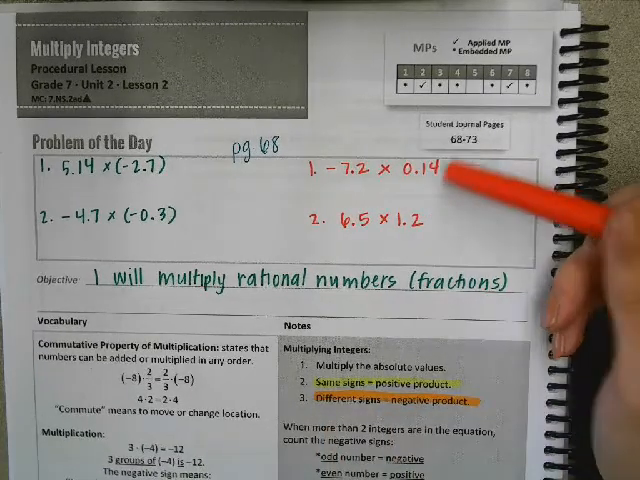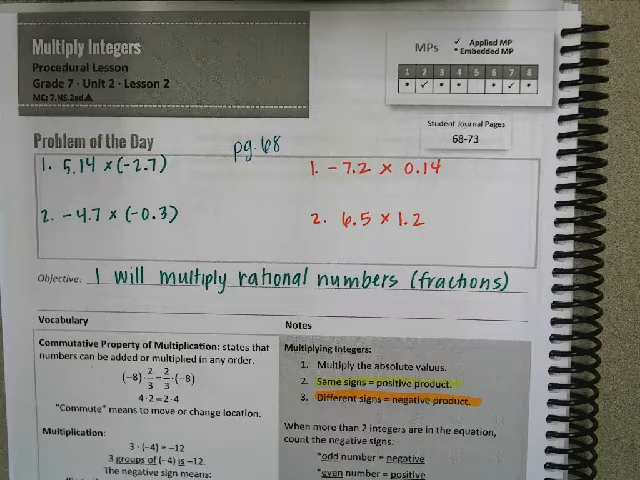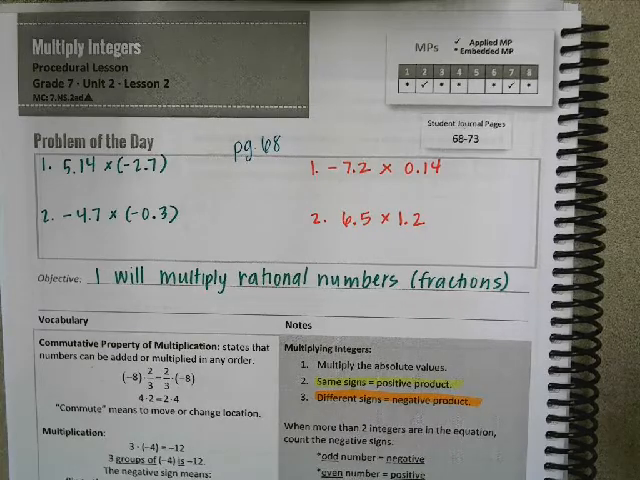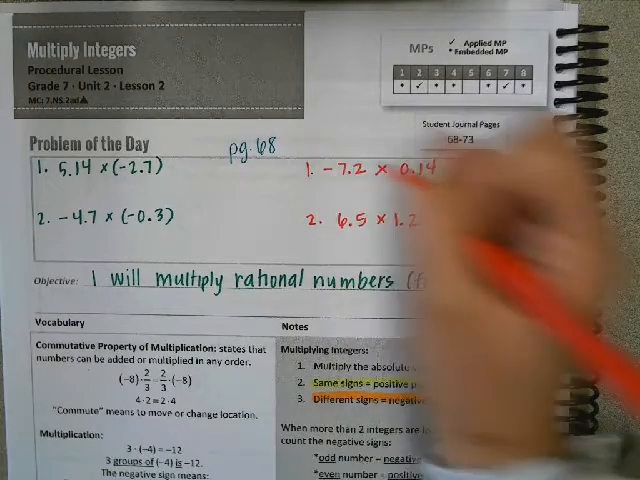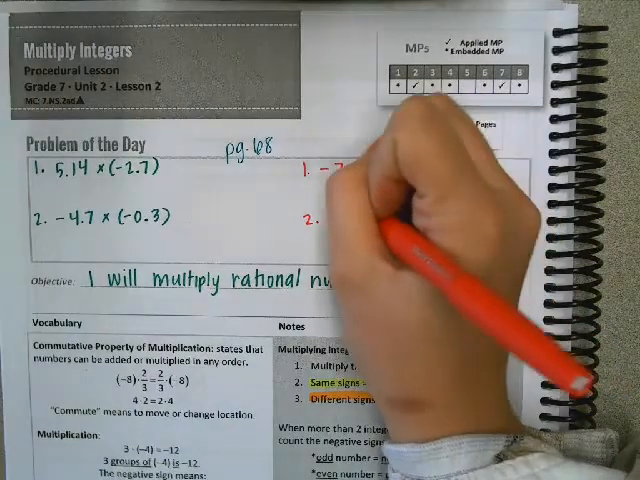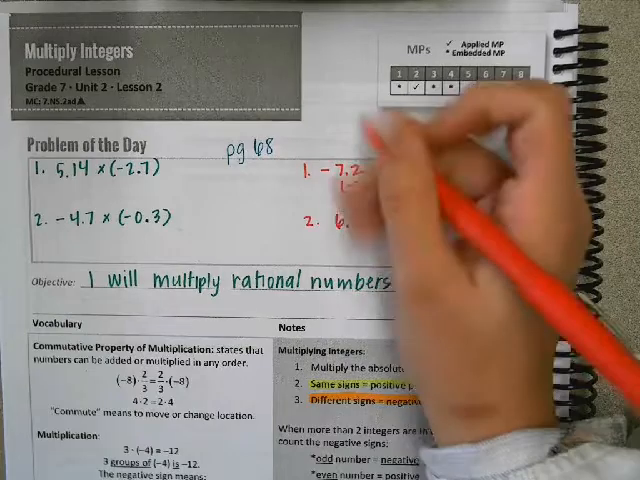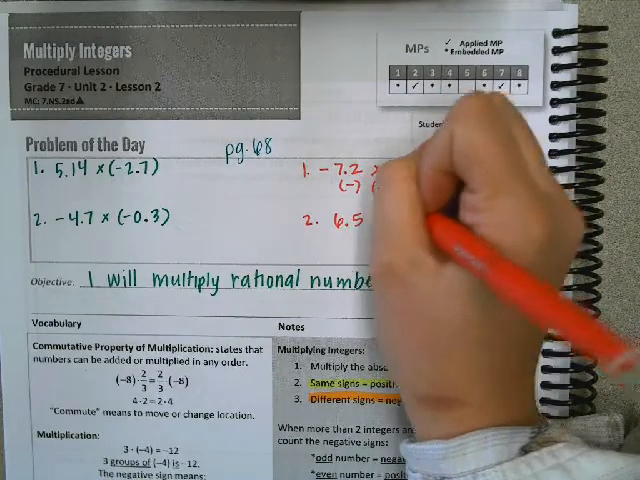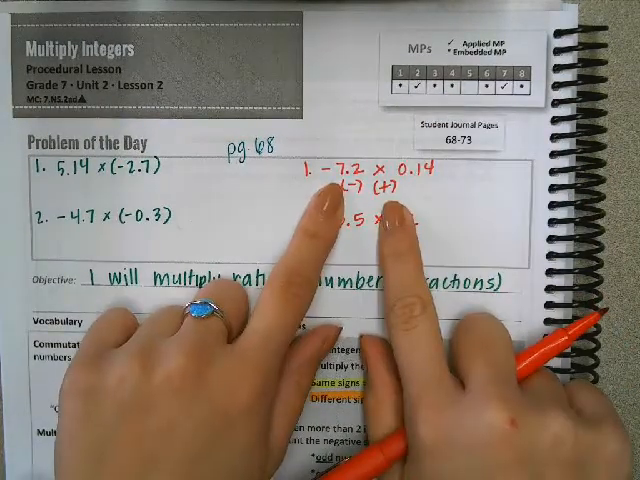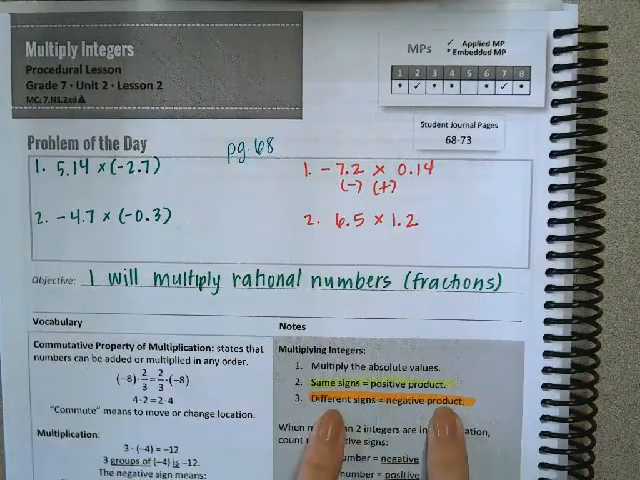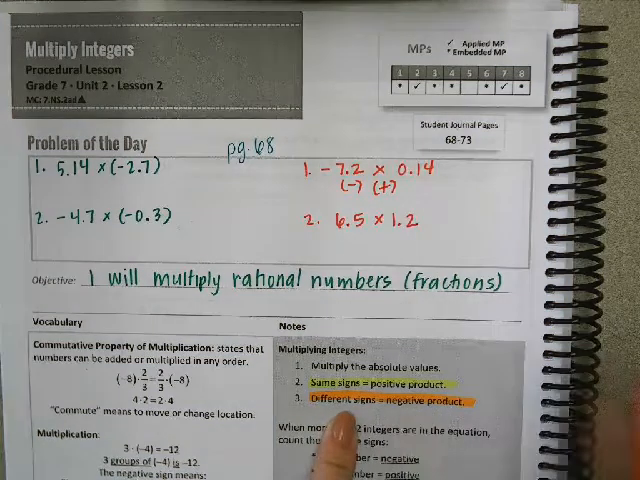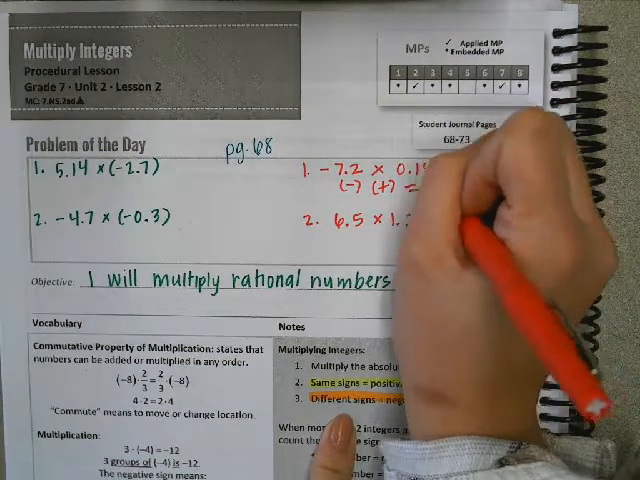So looking at number 1, the first thing that I'm going to do is I'm going to tell myself, what is my answer sign going to be? So I know I'm multiplying a negative 7.2 times a positive 0.14. I have 2 different signs. Different signs tells me my answer is going to be negative. So I know my answer is going to be a negative.